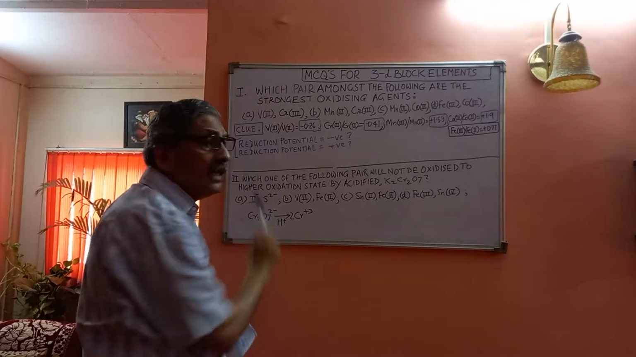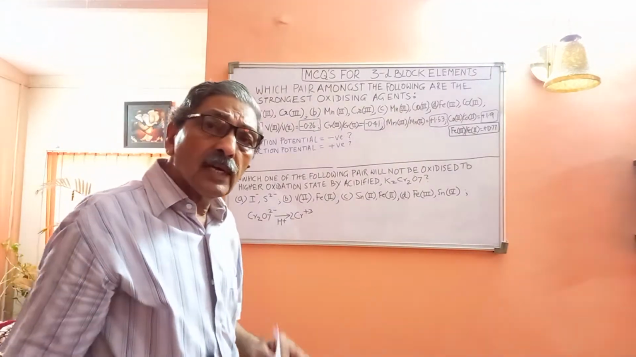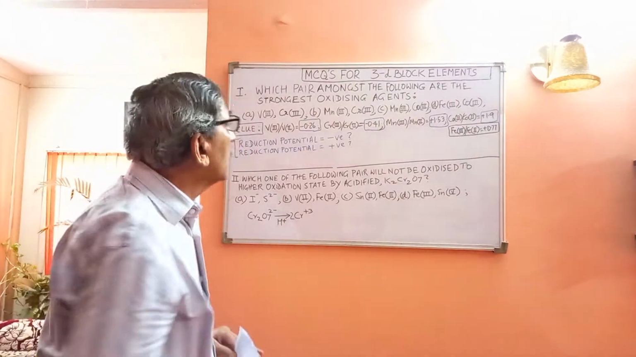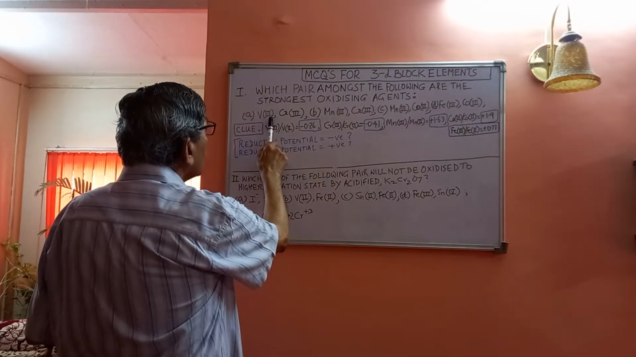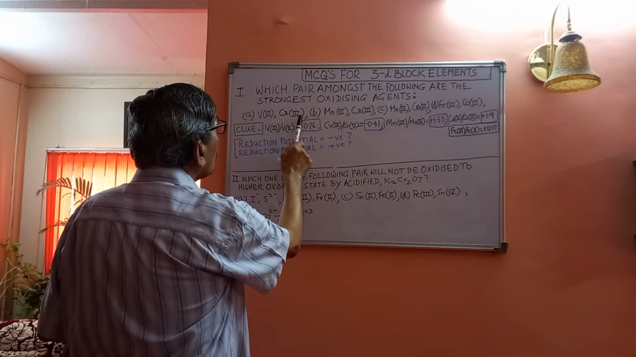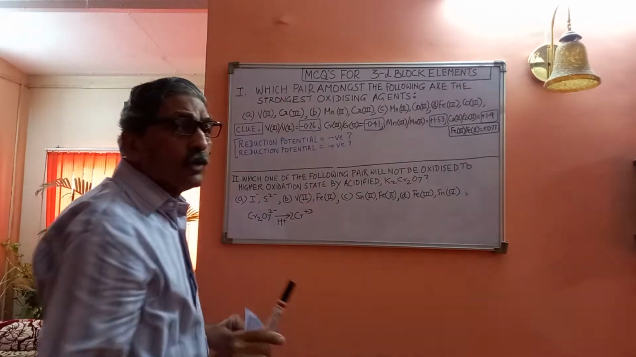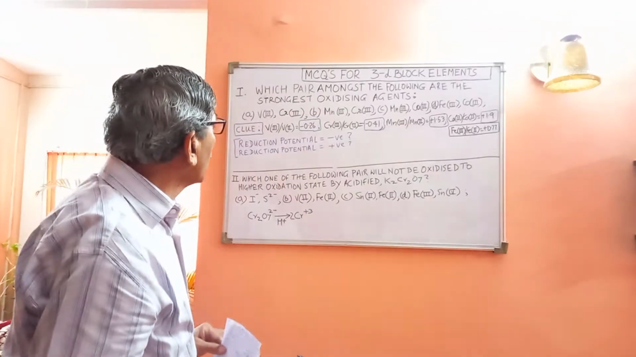So from the reduction potential knowledge, we can predict whether vanadium 3 is a good oxidizing agent or not. Similarly, whether chromium 3 is a good oxidizing agent or not, and so forth. So now you can figure out the answer very clearly.